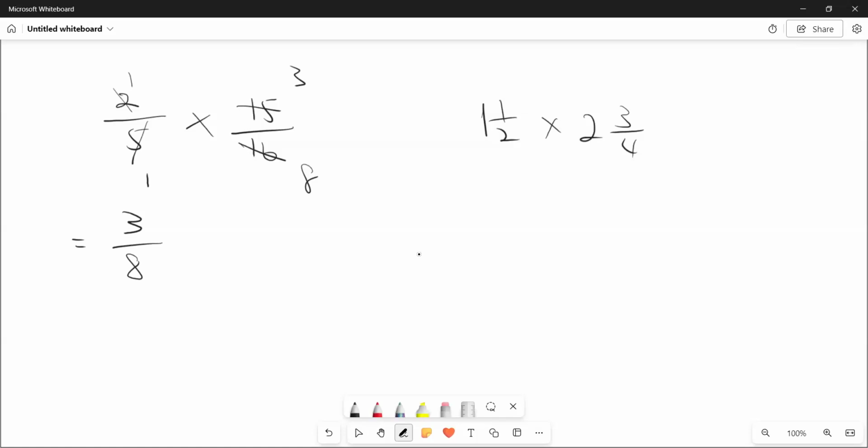So you have 1.5, which is 3 over 2, multiplied by 2 times 4 plus 3, which is 11 over 4. Does anything cancel? No, so you only have something horrible looking. You get 33 over 8, which is 4 and 1/8.